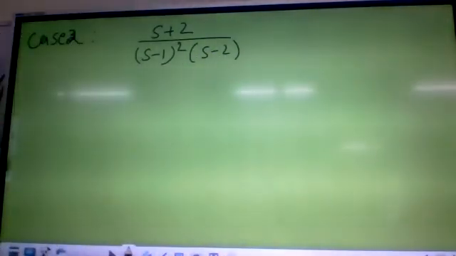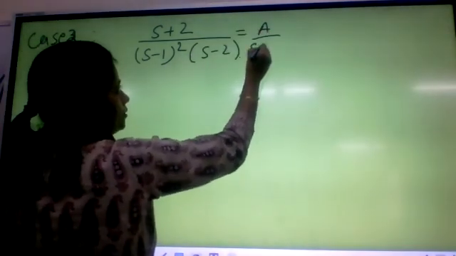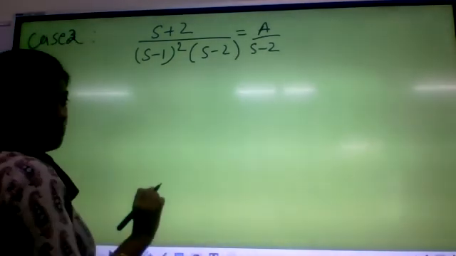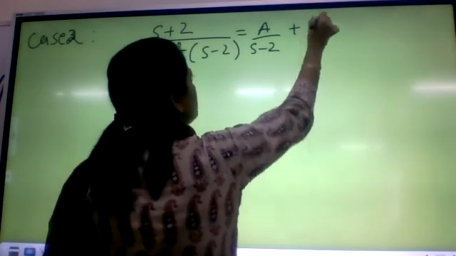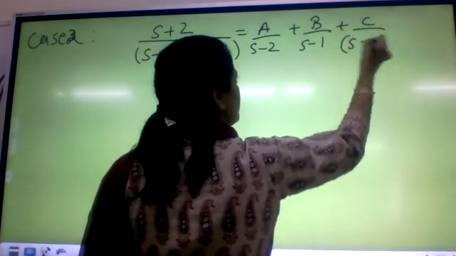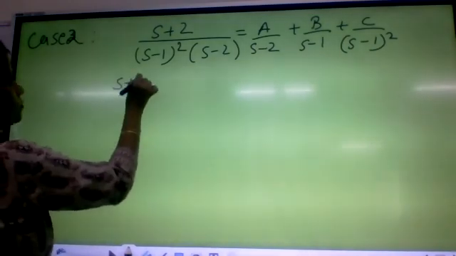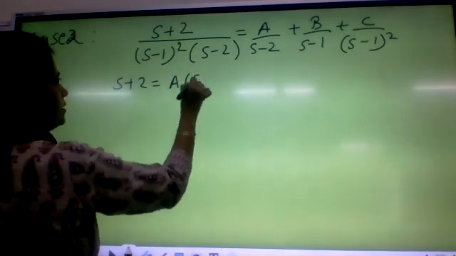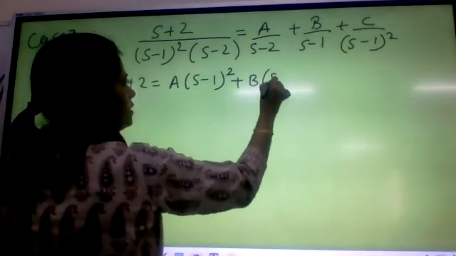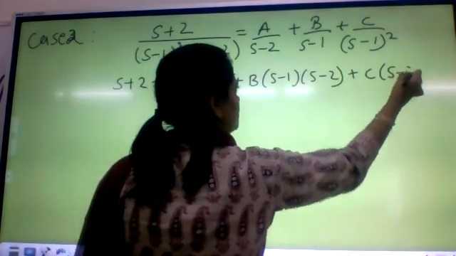Now look at this, I have a repeated factor. So how will you write the repeated factor? It will be a upon s minus 2. First I have written the non-repeated factor. Order does not matter, you can write the repeated factor first also. Plus b upon s minus 1 plus c upon s minus 1 square. Okay, now take the LCM as we did in case 1. So s plus 2 is equal to a(s minus 1) square plus b(s minus 1)(s minus 2) plus c(s minus 2).